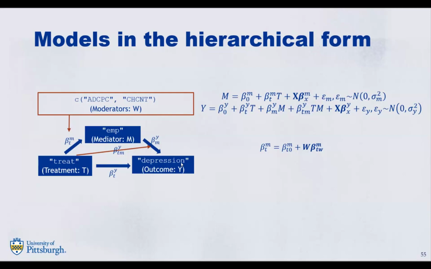And the notations here change slightly compared to those in the previous models, because in this example we have two moderators. Earlier, when we used the hierarchical form to illustrate the moderated mediation regression, we only had one moderator. So the notations change a bit. We use W to denote a vector of two moderators here.